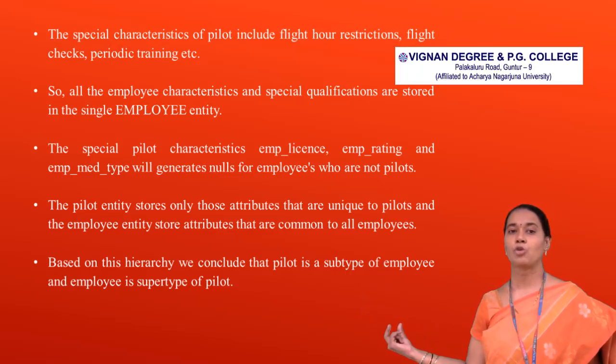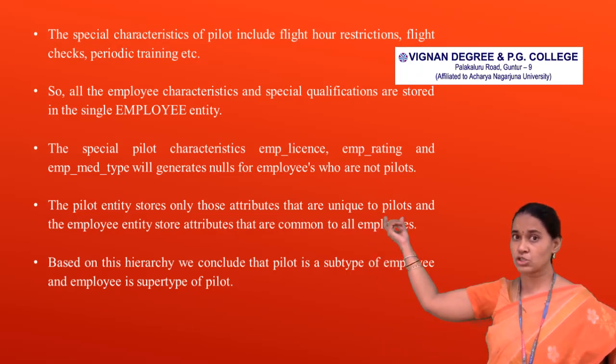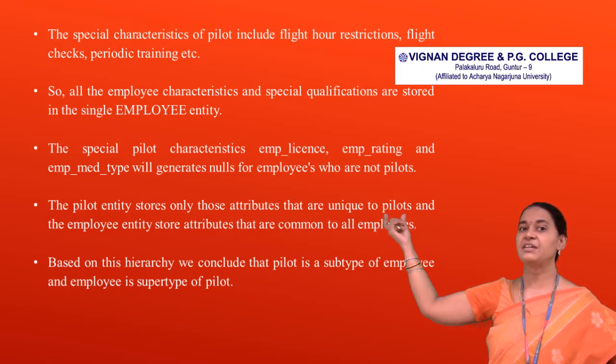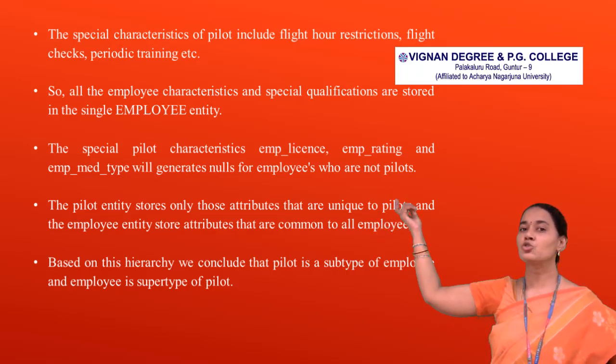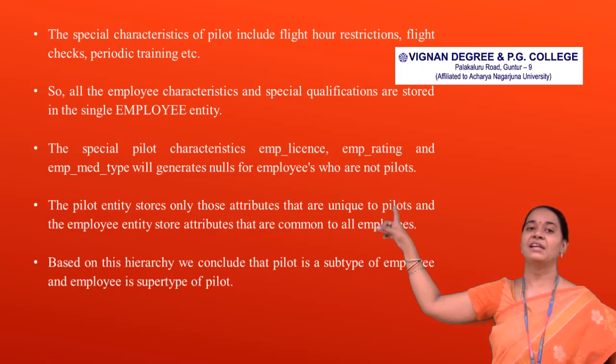So to overcome that problem, what do I do now? The pilot entity stores those attributes that are unique to the pilot. So we create a separate entity for a pilot, which is used to store some special characteristics of that pilot, as we already said: employee medium type, employee speed of driving, etc. Such special characteristics are stored in the pilot entity.